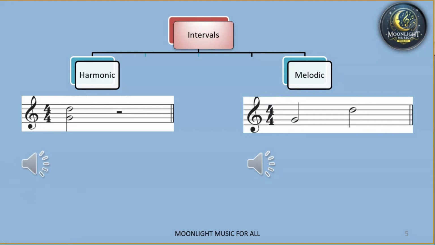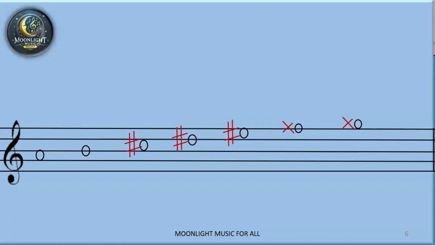Then melodic interval. As you can see, just like a melody where one note is played after the other. See? Let's listen. Do you hear the difference? That's a melodic interval. So now you know harmonic means together and melodic means one after the other.